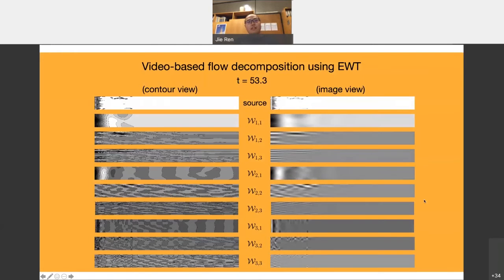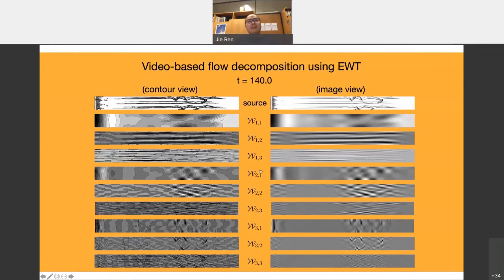So here I show a video. That is the EWT modes we applied to this flow visualization. What you see here on the first row is the source image, that is the input. Following that, we have 9 EWT modes. On the left and on the right, they are the same, just two different views. One is the contour view on the left, and on the right, we have the image view.